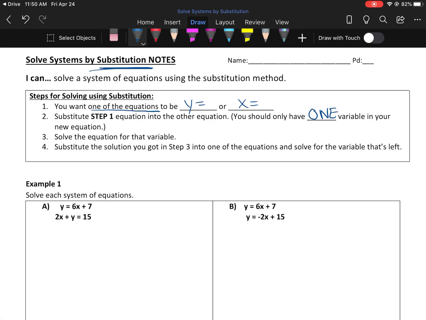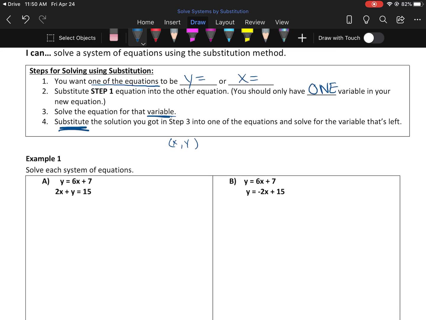We're going to solve that equation for that variable, so we should end up getting an x equals or a y equals, and then we're going to have to substitute back in to find the other one. Our final answer should end up being an ordered pair, okay, with x and y. So let's take a look at some examples.